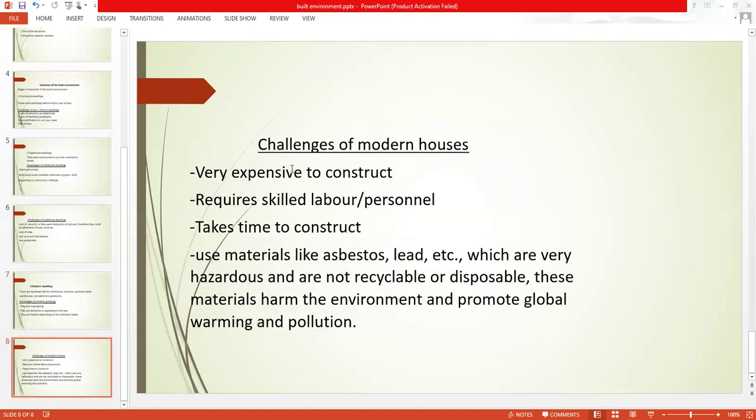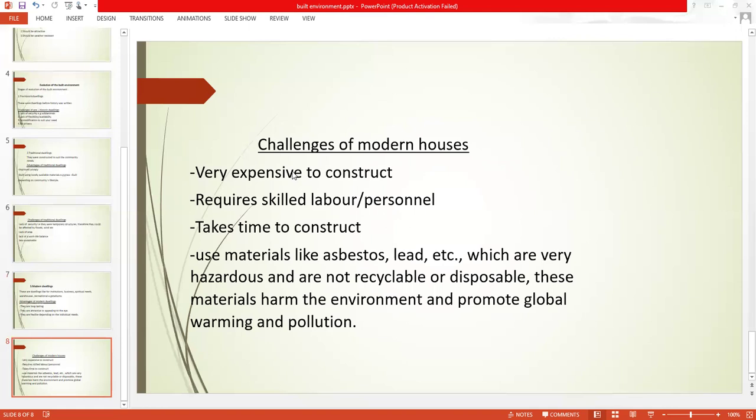Then after the advantages, we have challenges. It is very expensive to construct, since the raw materials that you are going to use, you acquire at a very high price. Number 2, they require skilled labor and personnel, because you cannot hire a person who is not skilled in the design that you want to construct.